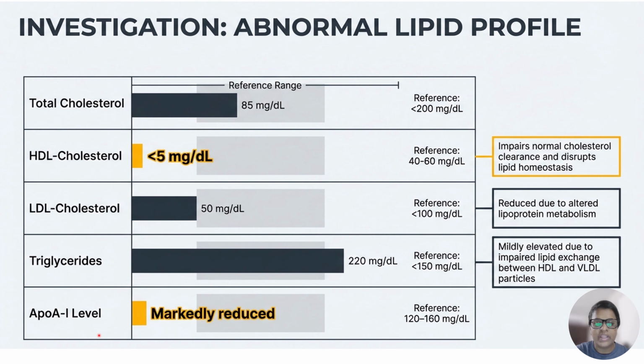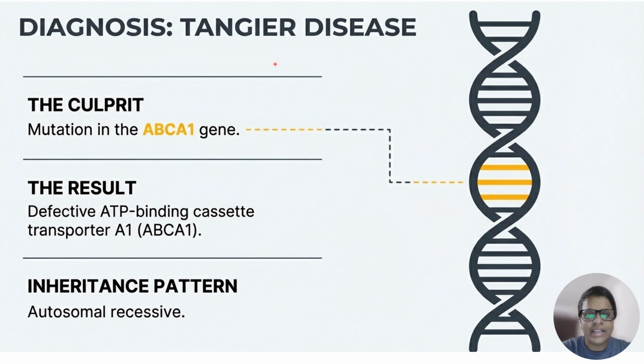ApoA1 levels were then checked and were markedly reduced from the normal reference range. So with this clinical presentation and the investigation profile, we come to the diagnosis of Tangier disease. So what is Tangier disease? It is a disease where there is a mutation in the ABCA1 gene.